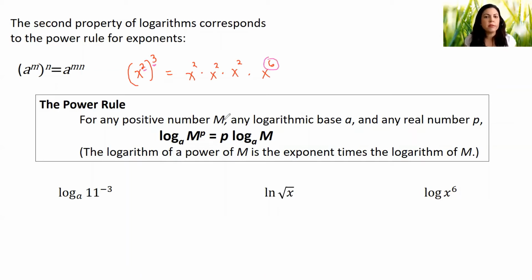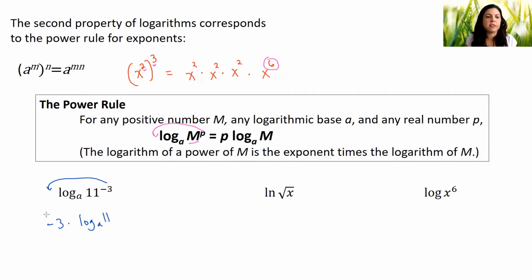The rule is similar with logarithms. If we're raising something to a power, it's the same as multiplying. If we have the logarithm of something raised to a power, we can take that exponent and move it to the front, as you see here, and multiply it by that logarithm. So for example, if I have log base a of 11 to the negative third power, that's the same as just saying negative 3 times log base a of 11.